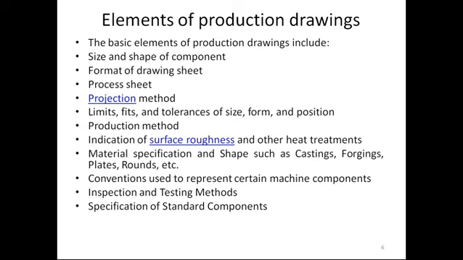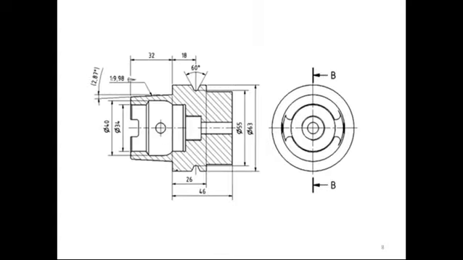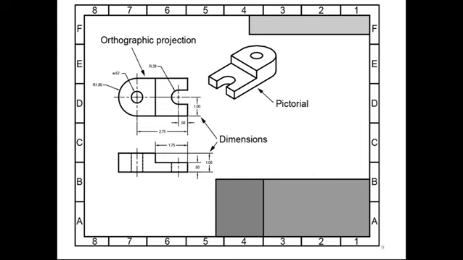So production drawing elements like the basic elements of production drawing: size and shape, format of drawing sheet, process sheet, limits, fits, tolerance, size, form, position, production method, surface roughness, material specification, then convention used to represent machine component, inspection and testing methods. Also we have seen some simple example of size and shape of component.